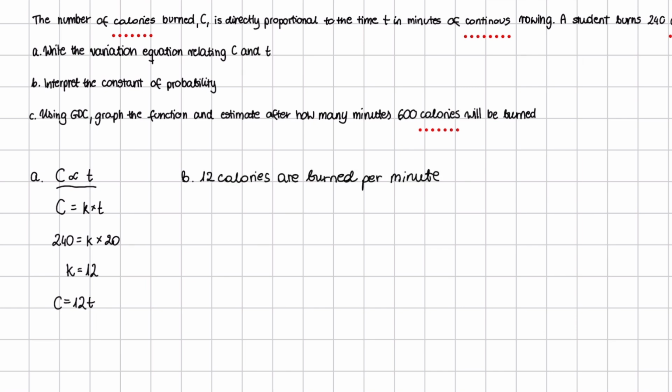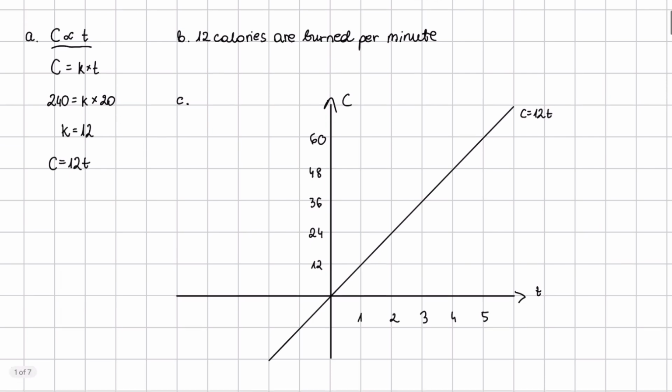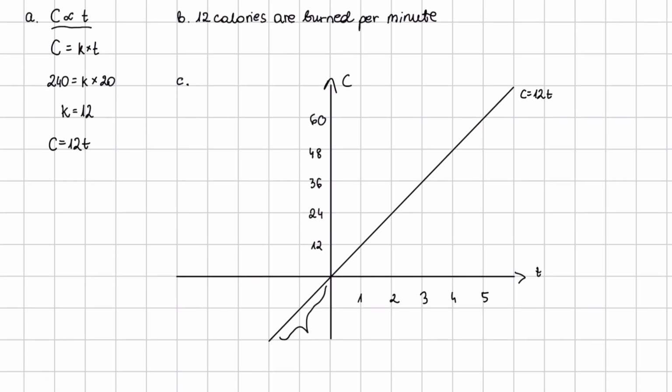In C, using GDC, graph the function and estimate after how many minutes 600 calories will be burned. Firstly, we have to graph it, so type our function, just 12 times T, into our graph in our GDC. Your function should look like this. It's just a straight line. Here it's not necessary to draw more, because calories and time just cannot be negative.